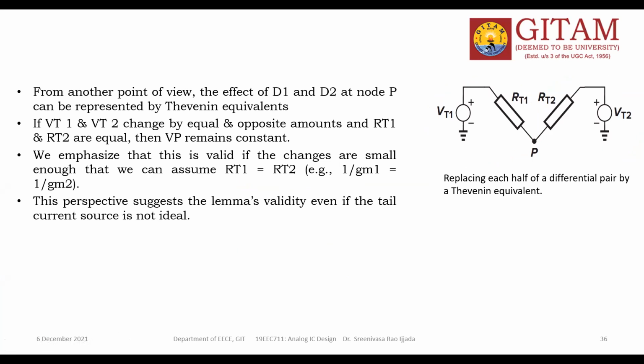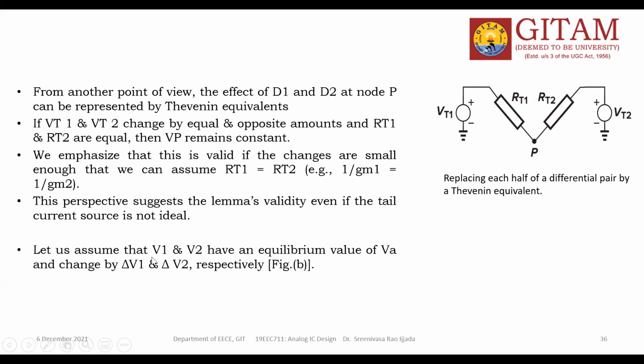If the tail current source is not ideal, this is varied only up to this point. What is the tail current source? Ideal. If it is ideal, it can be open; the current source is open.